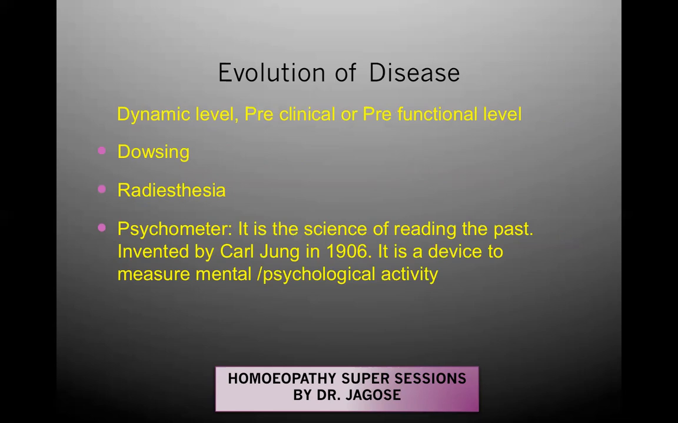A disease evolves from the dynamic level, or the preclinical or pre-functional level. Now at the dynamic level, it becomes very difficult to identify the derangement. However, there are certain methods which are used in order to find out the dynamic derangement. They are dowsing, also known as radiesthesia, and the use of the psychometer.